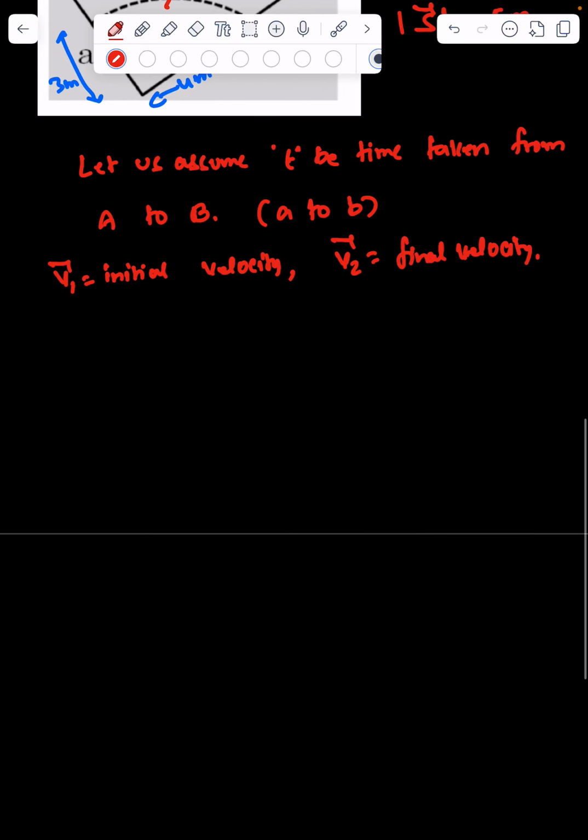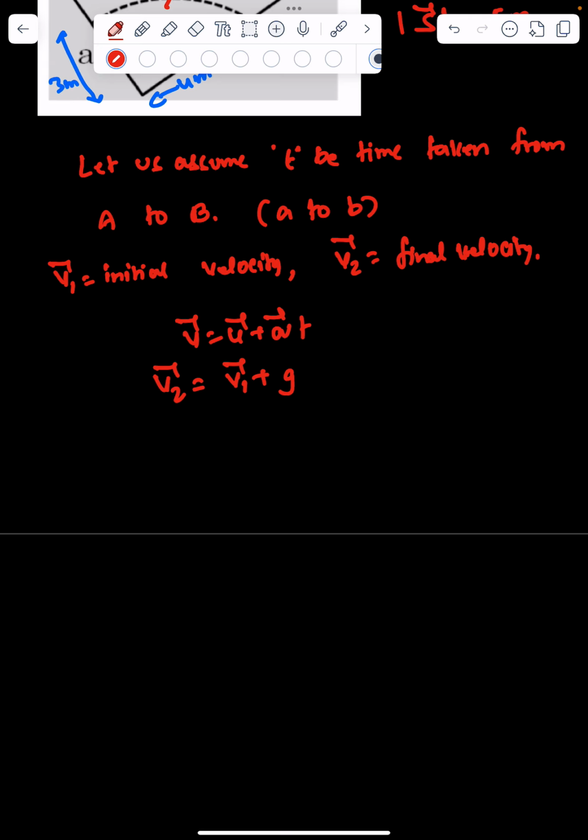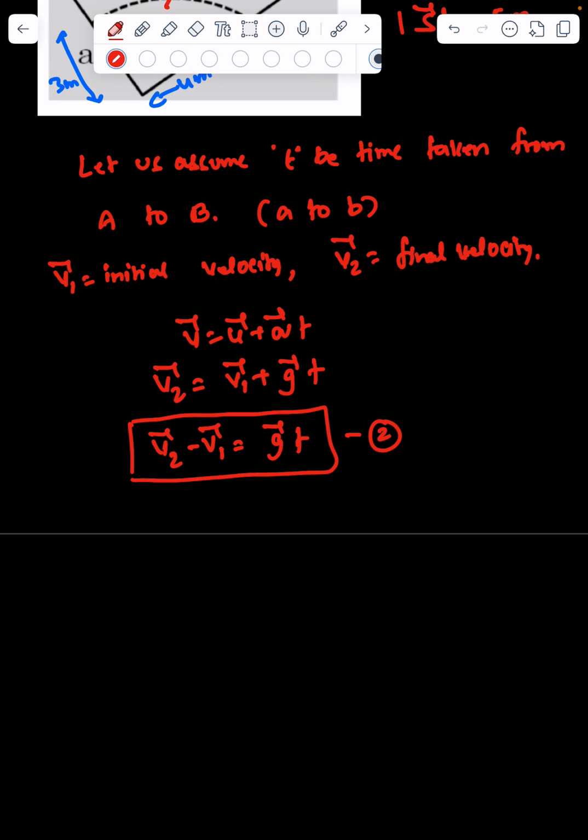Now from the equations of motion we were aware of, v bar is equal to u bar plus a bar t. Therefore, we can write v2 bar is equal to v1 bar plus g bar t, because it has uniform acceleration g bar, where v2 bar is the velocity after a time t. So v2 bar minus v1 bar is equal to g bar t. This is the second equation.